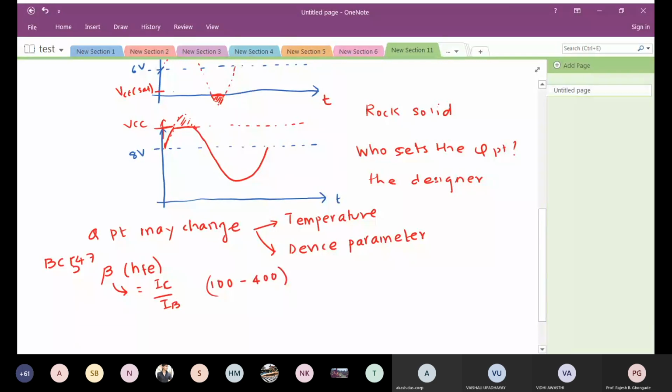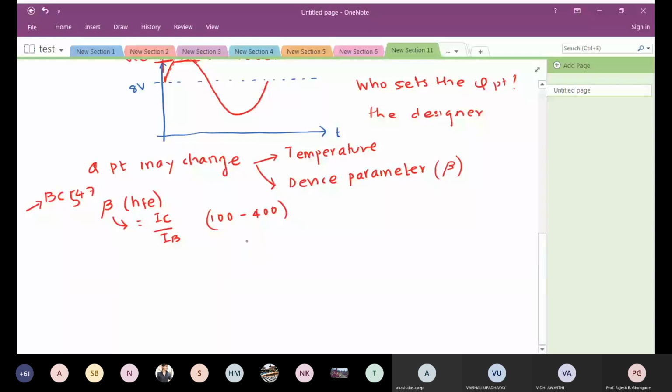We cannot guarantee this to be exactly 100 for every device which is marked as BC547. So device to device variations are there. And this device parameter change, beta, affects the Q point. So you may design one particular biasing circuit such that you are setting the Q point, assuming that the beta was 100.